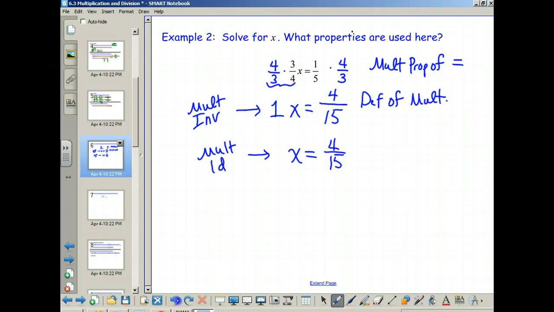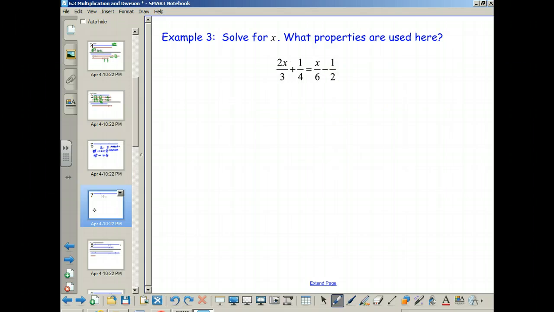Now we're going to do one that's a little bit more complicated. It's more complicated because it doesn't just have multiplication involved. It also has some addition and subtraction involved. So the goal is to get all of the terms that have x on one side and all of the terms that do not have x on the other side. And the way I'm going to do that is I'm first going to move this 1/4 by subtracting 1/4 from both sides.